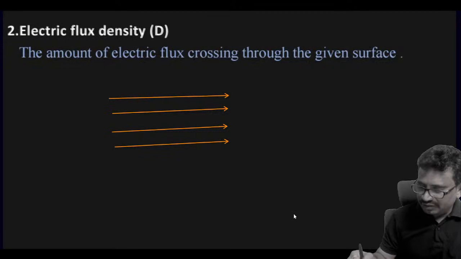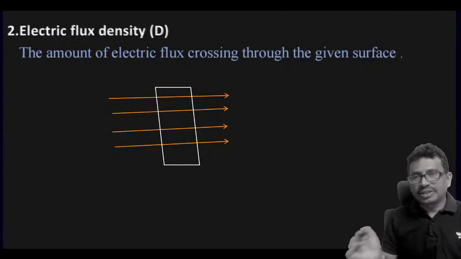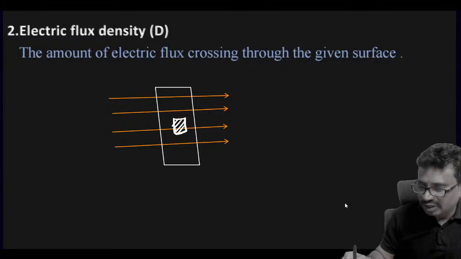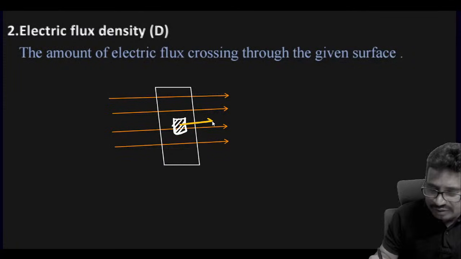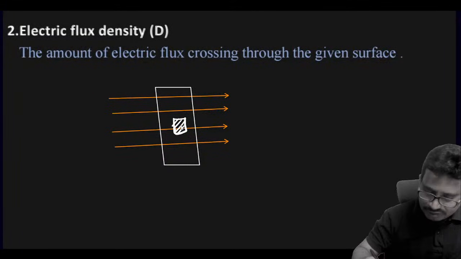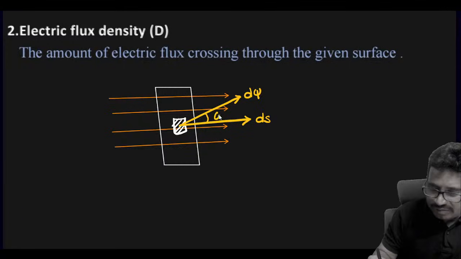Now I have taken some surface placed like this. Through one small part of it, some flux lines will cross. Let us say these are small flux d psi, and this small part has some area ds. I will indicate these directions also. D psi is the flux and this is the surface area ds, and the angle between them is theta.